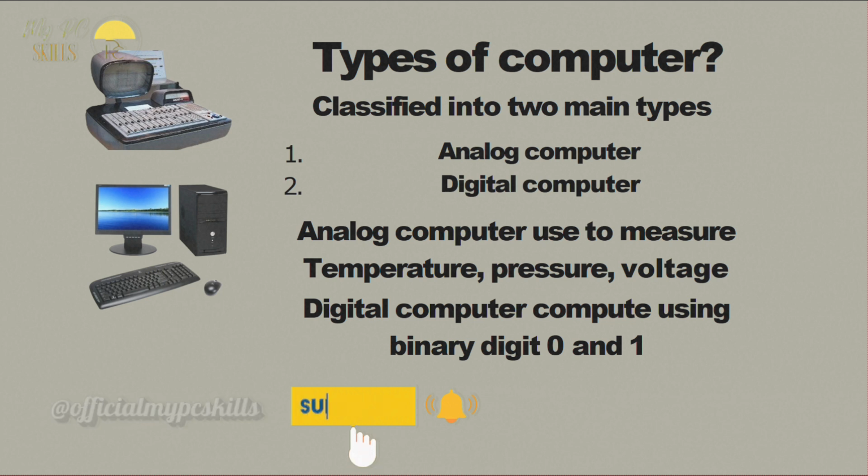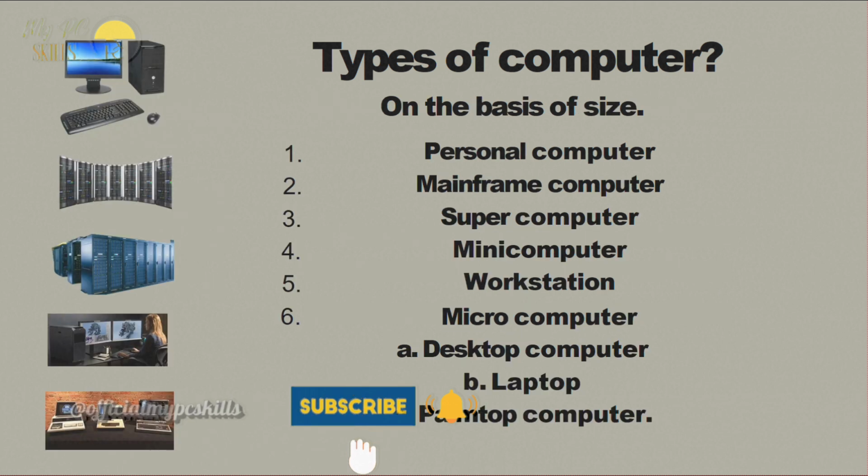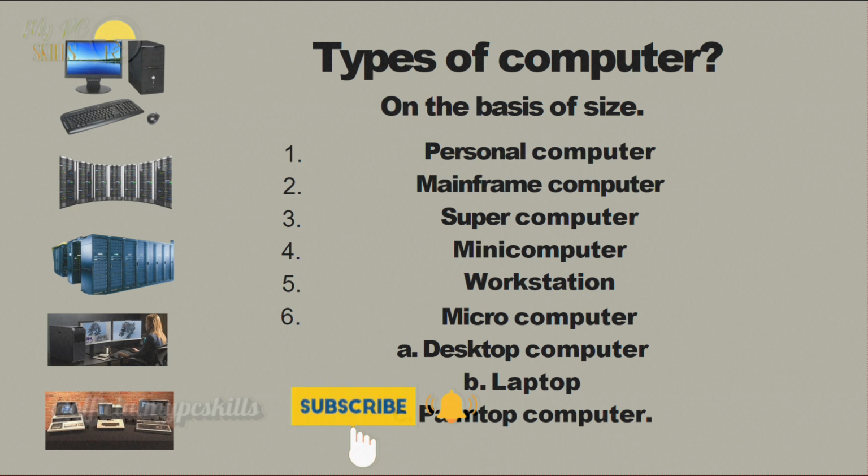Analog computers are used to measure physical quantities like temperature, pressure, or voltage. They work on continuous data. Examples: thermometer, machines, scientific instruments. Digital computers work using binary digits, 0 and 1. Most common type of computer today. Used in schools, offices, and homes.